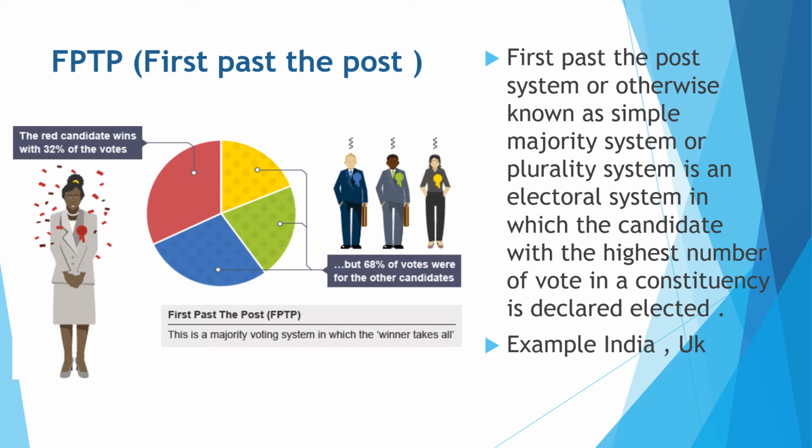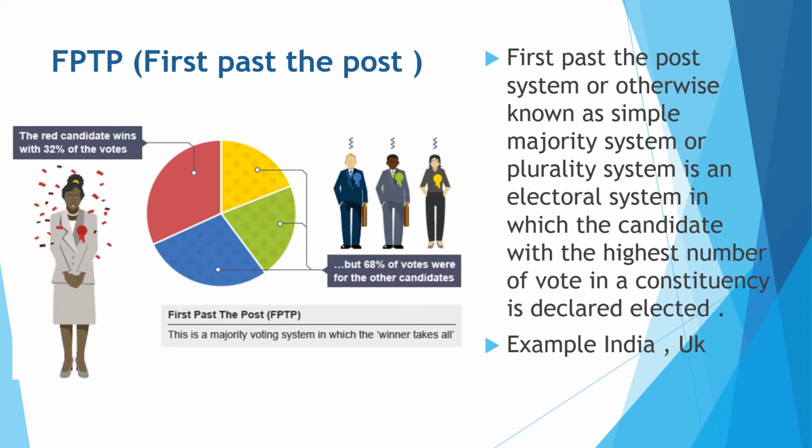FPTP stands for First Past the Post. Beta, the first past the post system is also known as the simple majority system or plurality system. It is an electoral system in which the candidate with the highest number of votes in a constituency is declared elected. Like you can see in the picture over here, the red candidate wins 32% of the votes, while the others got 68% in totality, meaning they got around 22% of votes individually.